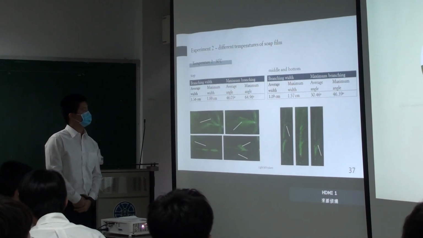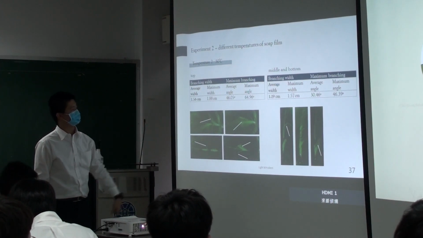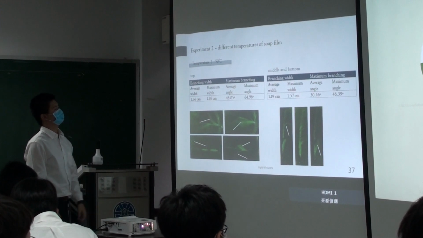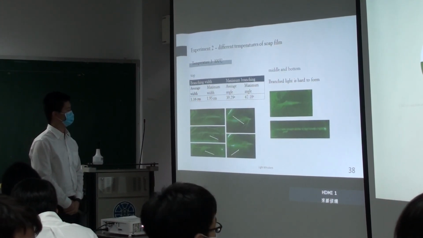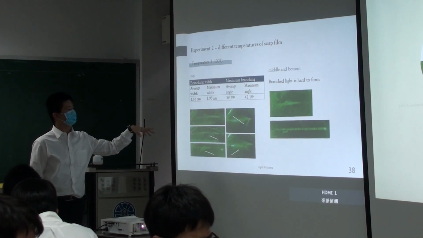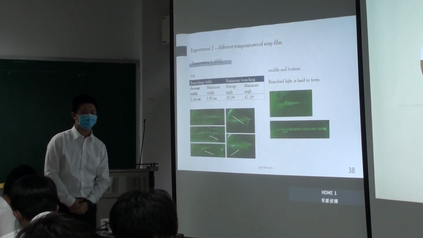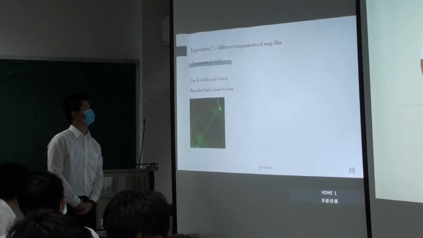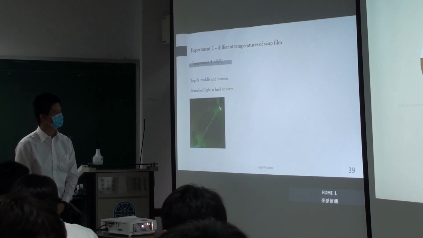Okay, the maximum branching angle for 50 degrees top is 64.96, and for middle and bottom it's 46.39. For the top it's 47.18 degrees, and for middle and bottom at 100 degrees it's really hard to form. Now 150 degrees, we assume that the temperature is simply too high to form any special structure.